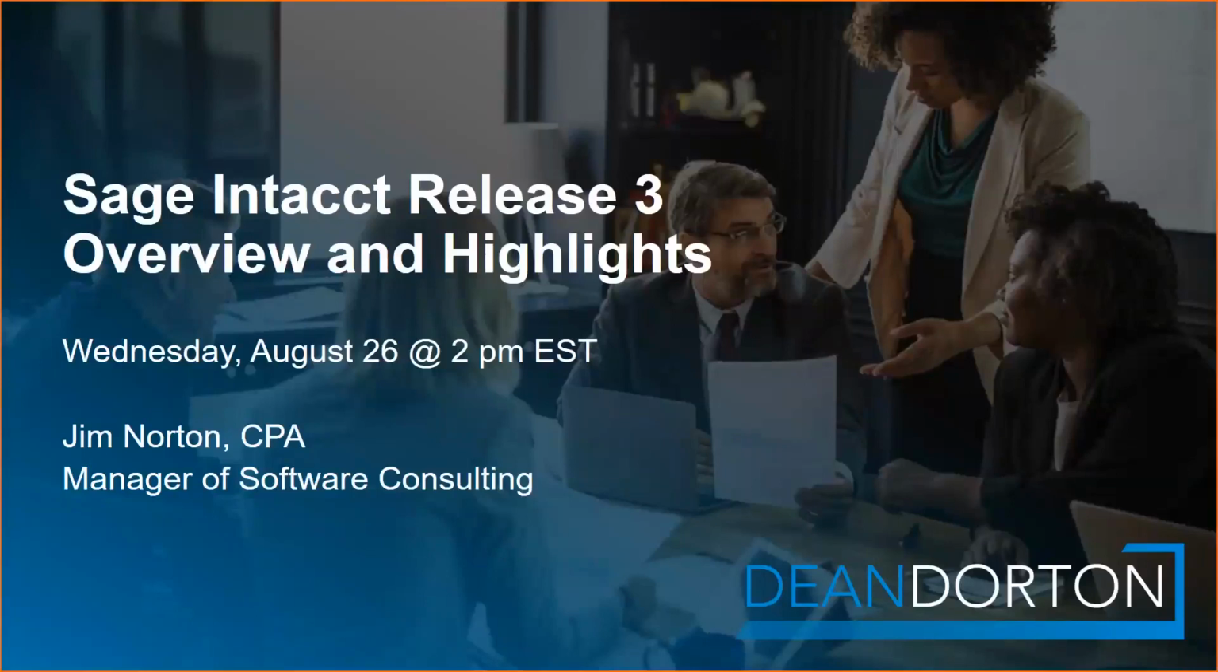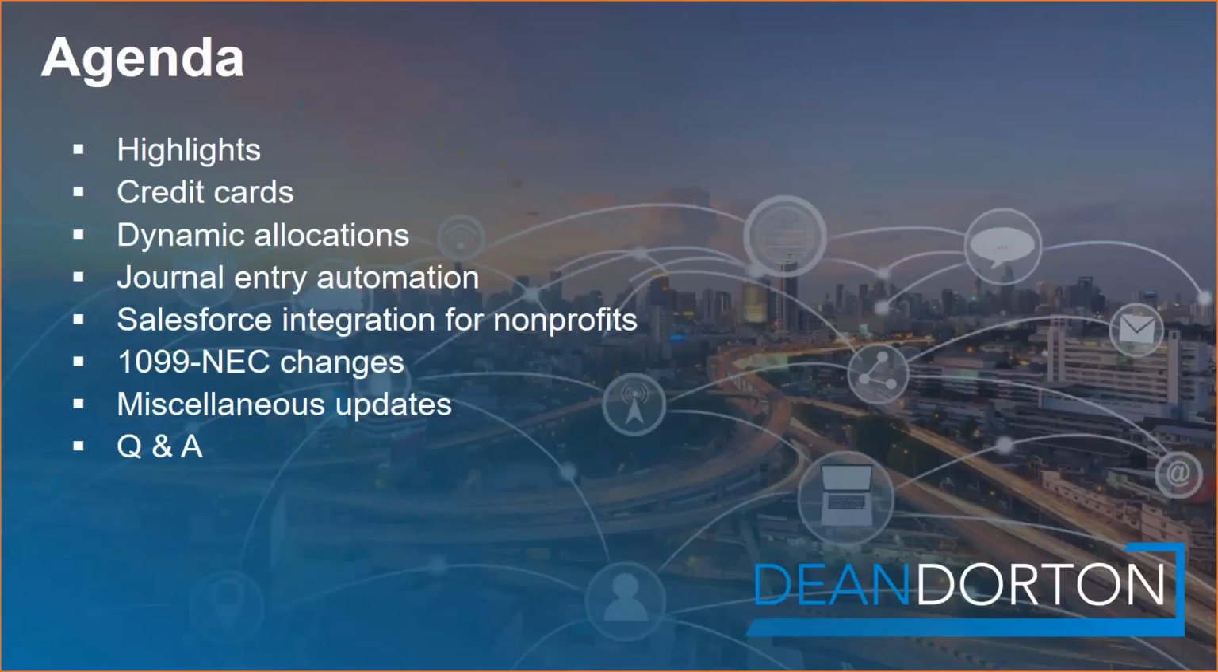Sage Intacct. So the things we're going to talk about today, we're going to talk about the highlights of Release 3. Some major things that happened during this release have to do with credit card feeds, dynamic allocations, journal entry automation. There's a Salesforce integration for nonprofits, big changes with the 1099 NEC form, a bunch of miscellaneous updates, and we'll try to leave time for Q&A. But as Yelena said, please feel free to just flow your questions into the Q&A as they come up, and we'll stop periodically to get to them.